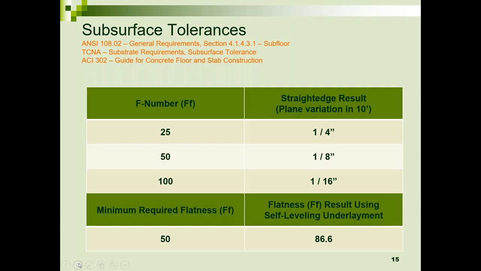The answer is probably using self-leveling. We've done some internal testing where, if a floor was required to be an FF 50, we did some in-house testing and determined that a self-leveling material will give you an FF of 86.6, so well above the 1/8 inch in 10 for large format tile. So again, self-leveling, from the standpoint of cost and installation, is a better route to go as opposed to making that concrete slab super flat at the time of installation.